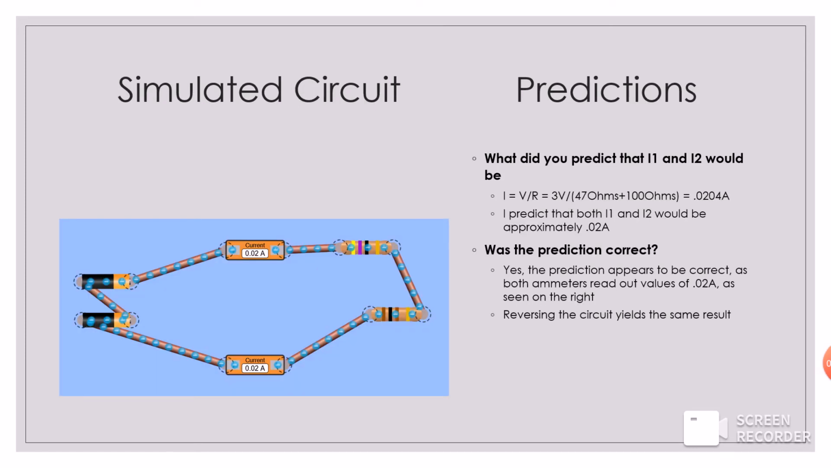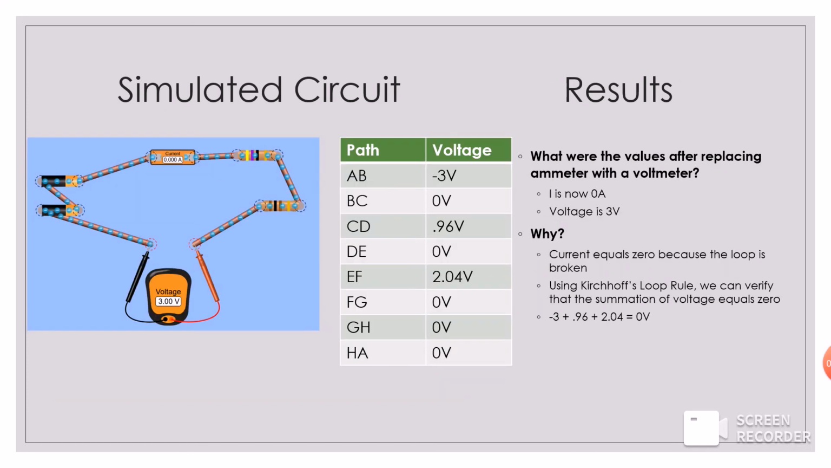Alright, first up, we simulated a simple circuit with two 1.5 volt batteries, 2 ammeters, and 2 resistors. One resistor at 47 ohms and the second at 100. First of all, what do you predict that current 1 and current 2 would be? Using Ohm's law, I predicted that they'd be approximately 0.0204 amps each. And was the prediction correct? Yes, it turned out to be correct, as both ammeters read approximately 0.02 amps.